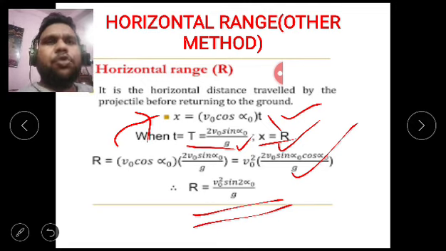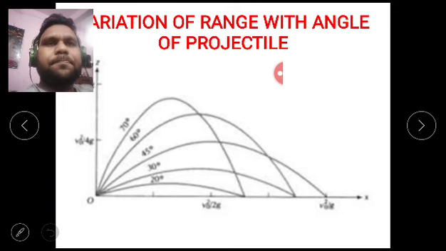Okay, so we have to learn that 2 sin alpha cos alpha is equal to sin 2 alpha. This trigonometric identity we have used in this derivation. So r is equal to v square sin 2 alpha upon g, and it will be maximum at alpha is equal to 45. And r will be equal to v square by g when alpha is equal to 45. Okay, we will move to the next slide now.